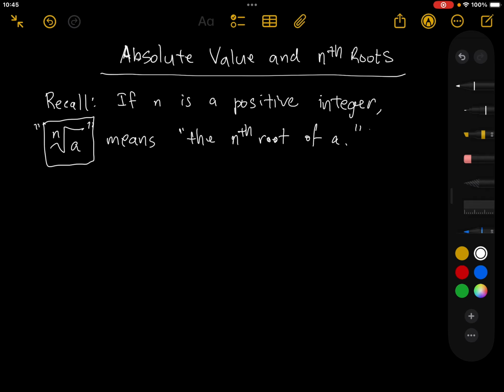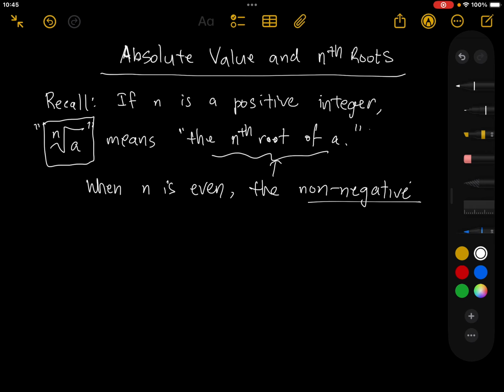And some clarification about that, when n is even, the nth root of a means the non-negative value whose nth power is a.